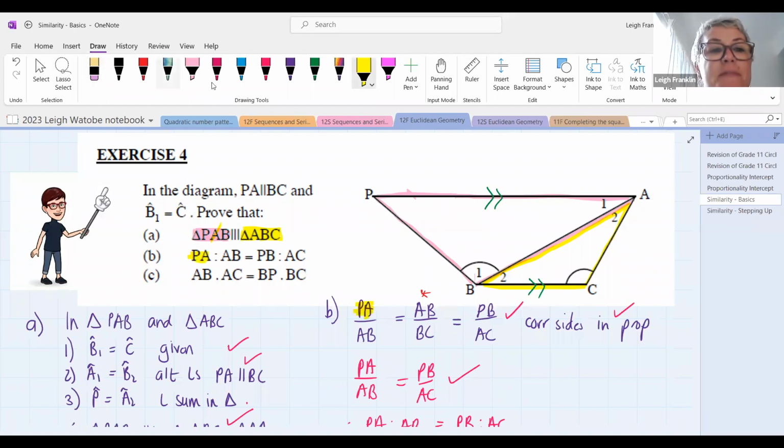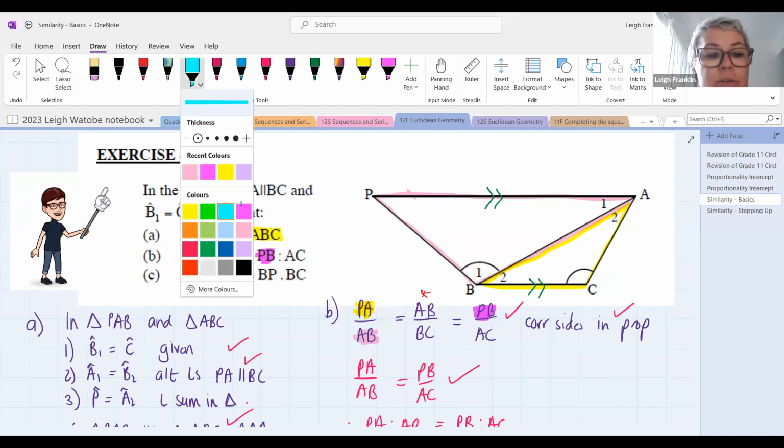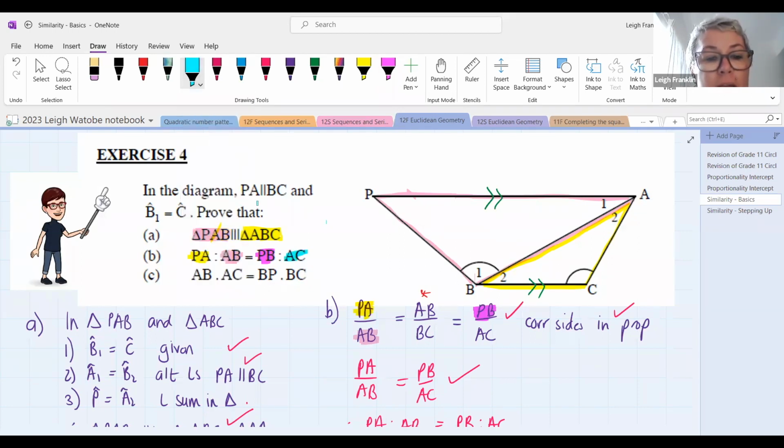And then over here, get a different color highlighter. They want AB over here. There's AB over there. Then get another color highlighter. So let's use a darker pink. There's PB over here, there's PB over here. And then if I change the color of my highlighter and I use a blue one, I've got AC over here and I've got AC over there. That's why. And that's what Bradley did, he used the first fraction and the third fraction.